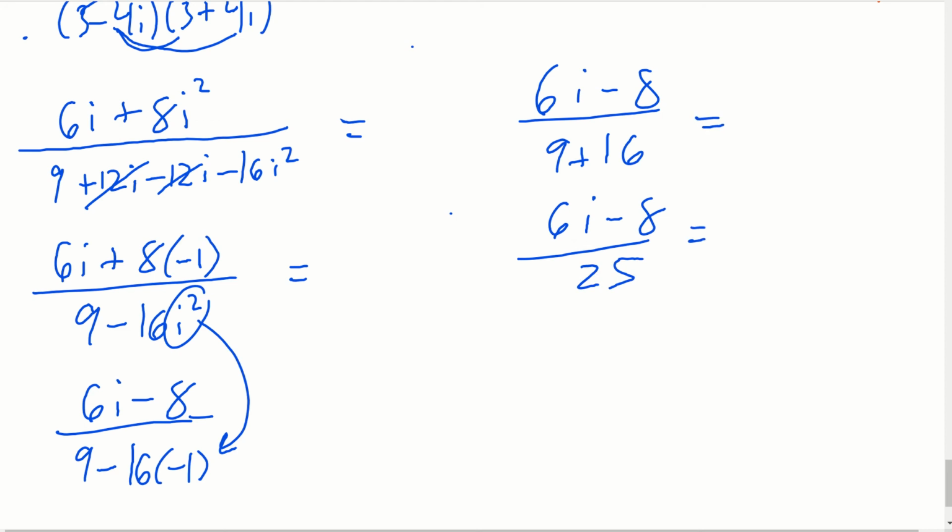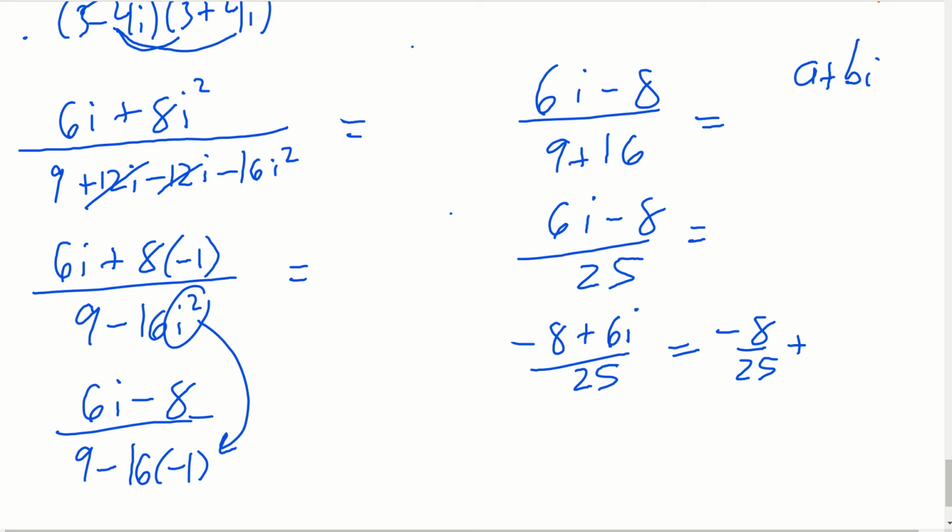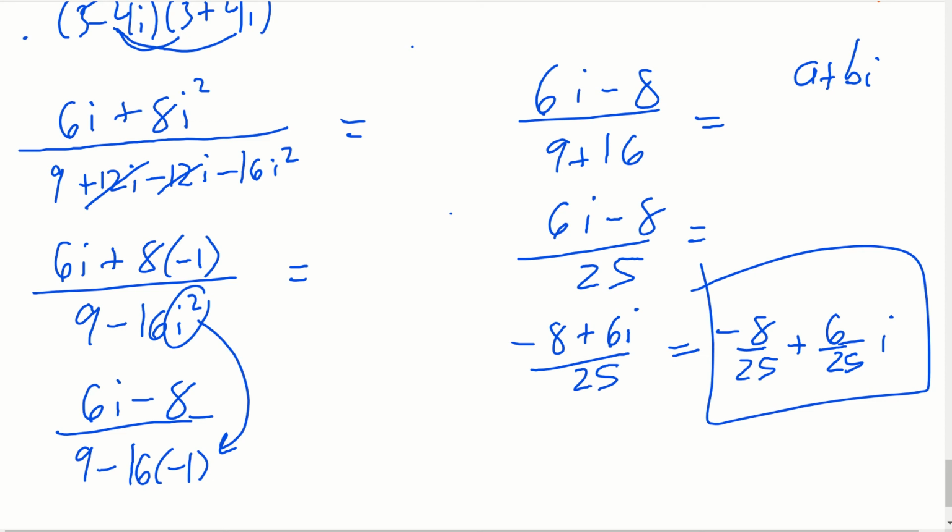And while this is correct, we're not done yet because we haven't written it in standard form yet. Again, when you divide or do any operations with complex numbers, your final answer should look like a complex number a plus bi. To do this, let me rewrite the numerator. Let's put the real term first, the complex term second, all over 25. And now we're going to split apart the numerator. We can write this as negative 8 over 25 plus 6i over 25, or 6/25 i, and that would be our final answer. So now it looks like a complex number.